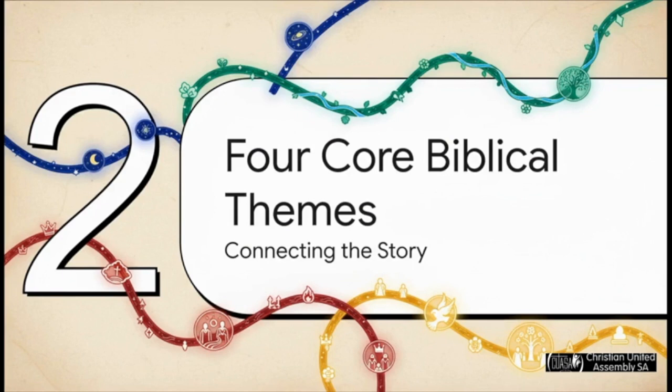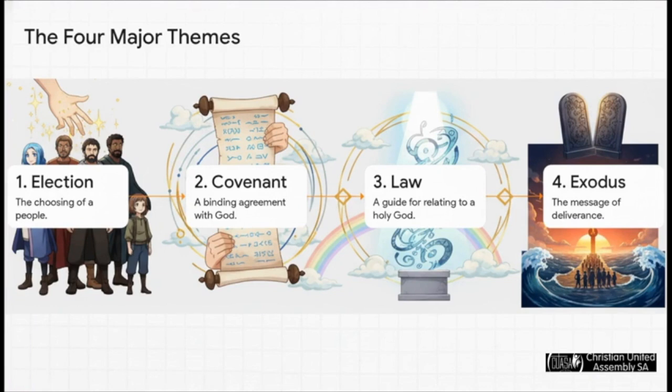So if it's one long story, what's the glue that holds it all together? Well, the source points to 4 major themes that act like powerful threads weaving through all 5 of those books. And here they are: election, covenant, law, and Exodus. These 4 concepts are presented as the thematic backbone of the whole thing. Let's quickly unpack what our source says each one is all about.